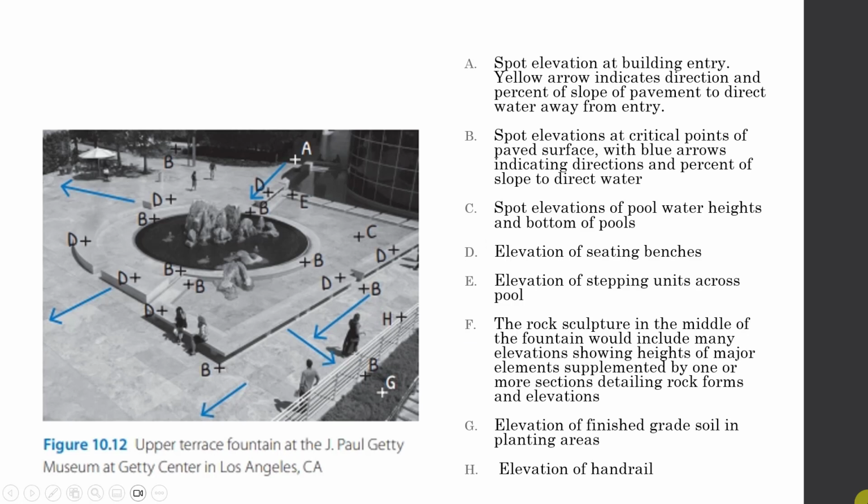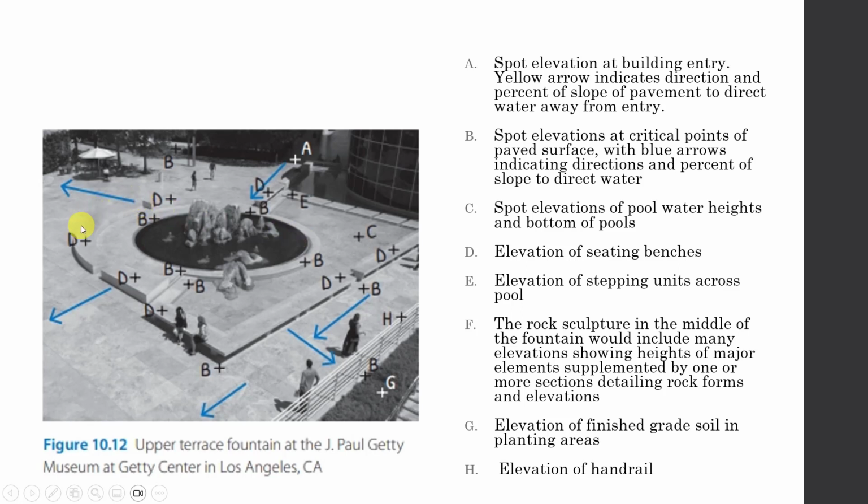Here's a much more complicated example of a hardscaped plaza, that needs many spot elevations. So let's walk through this. The first one is item A, this spot elevation at the building entry. And then we also have item B, we have multiple locations of just critical points in the pavement surface, in order to get that all to slope correctly. You'll need an elevation of the water height and also the bottom of any water pools. That's for this fountain here.